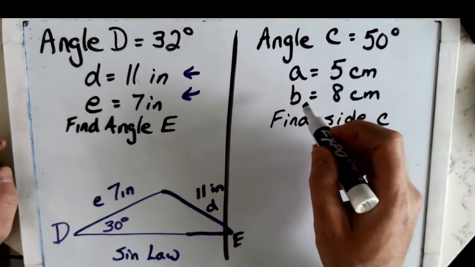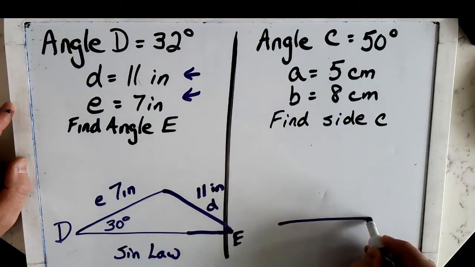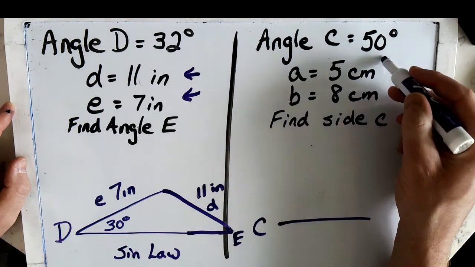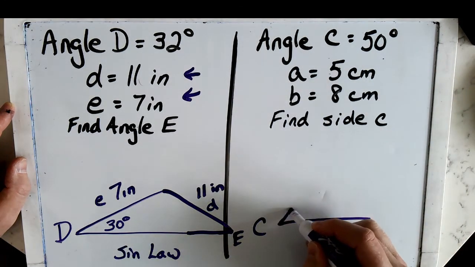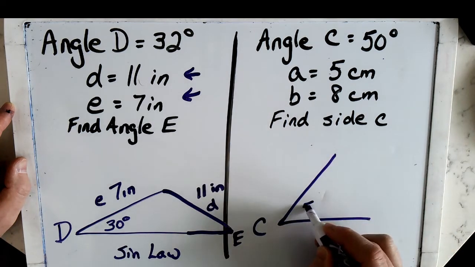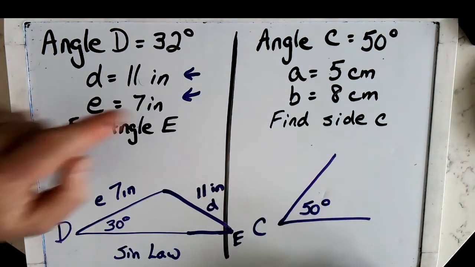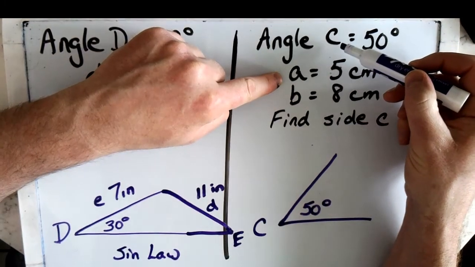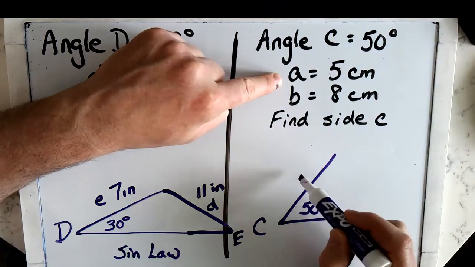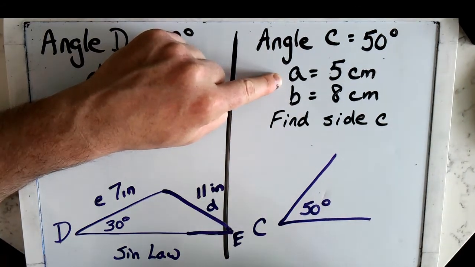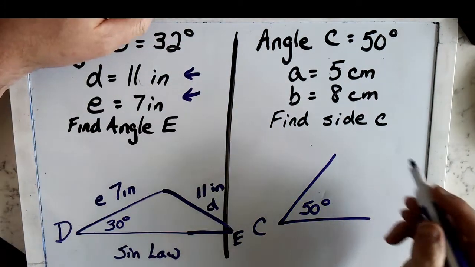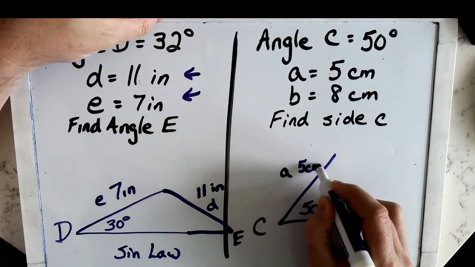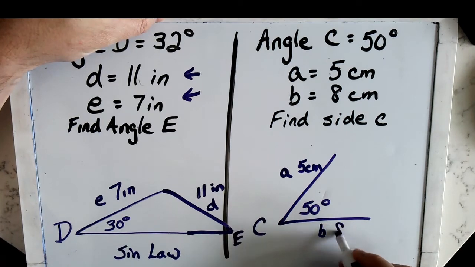Take a look at this one. Let's start with a horizontal line. And the first angle is angle C, and it's 50 degrees. This is a bigger angle, so I'm going to try and make it kind of a medium size. Now, A and B, neither one matches C. So that means A and B are touching angle C. So it doesn't matter which one goes where. I'm going to put angle A on top, B on bottom.